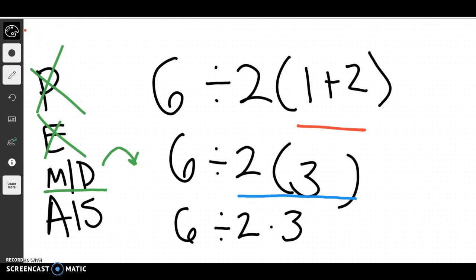And the leftmost operation would be division, which means this would be 6 divided by 2, which would give me 3. And then 3 times 3 would end up giving me 9. So that is the correct final answer for this problem.